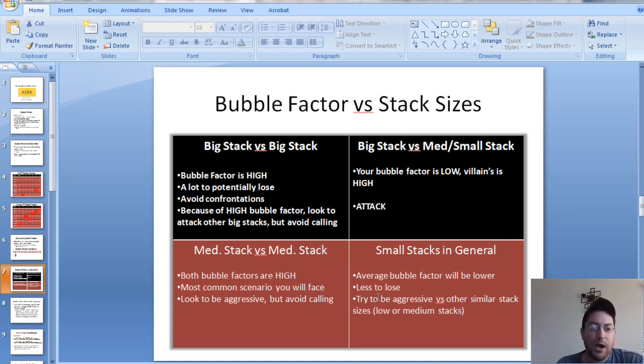So I hope that's making sense in terms of the relationship and how the bubble factor works. We can give a number now to ICM, and how much consideration we need to give to ICM, and what that means for our ranges as we're progressing through the different stages of the games.